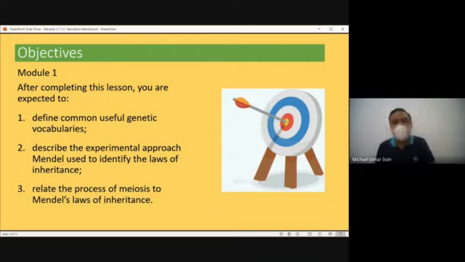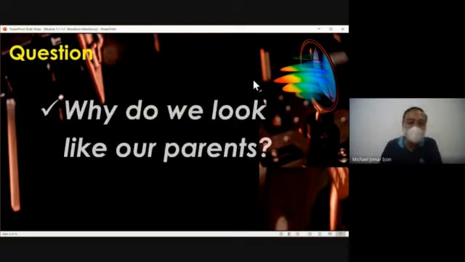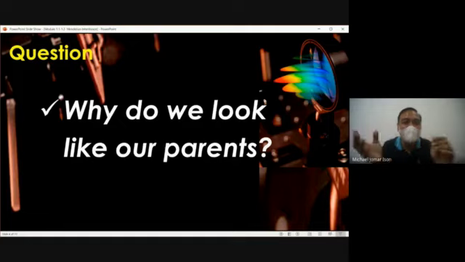Now, as we begin our discussion of Mendelian inheritance, here's a question for all of us. Why do we look like our parents? Probably you have experienced meeting someone for the first time while you were with your parents, and they say that you look more like your father or more like your mother, but that still doesn't explain the question, why do we look like our parents? Mendelian inheritance will be explaining a lot of this.